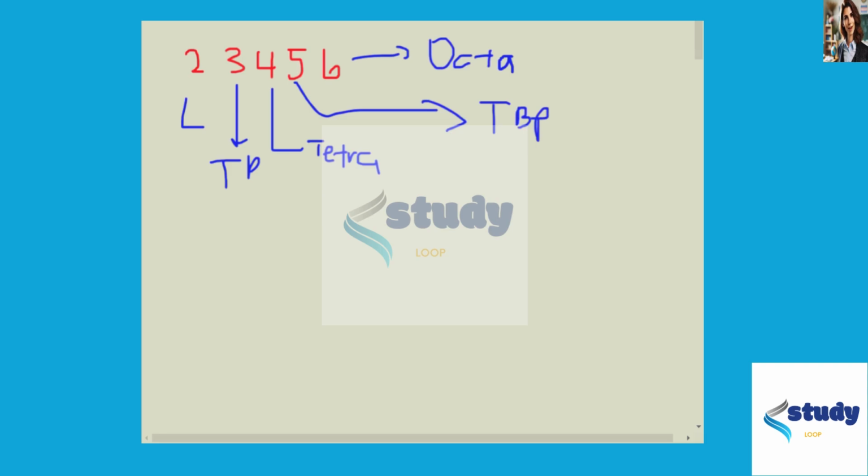Right? So it wants us to draw. So for 2, you're gonna have this linear shape, but this linear shape is only going to have AX2, and it doesn't have an E. And its ideal angle is 180.